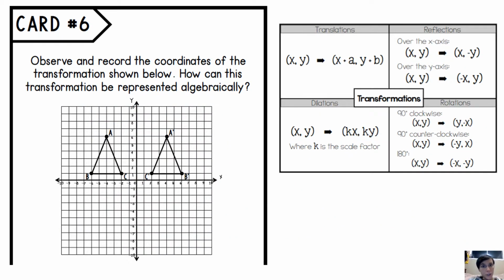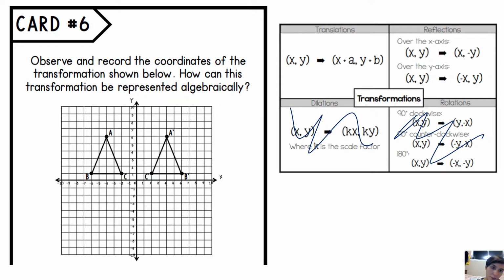Alright, it says, observe and record the coordinates of this transformation shown below. How can this transformation be represented algebraically? Well, it's the same size, so cut out dilation. It pretty much looks like it's the same, it's facing the same way. So it's not a rotation. We just have translation and reflection again.